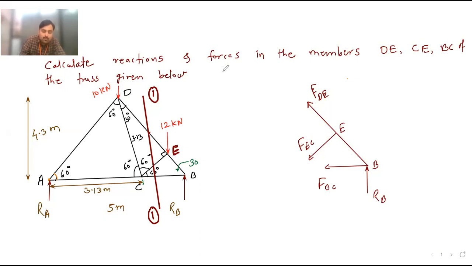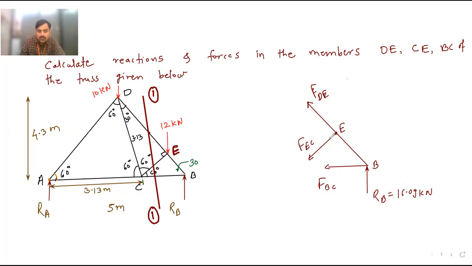If you want, you can draw it. If you don't draw it, then also it is okay. Now, if you take the moment of all the forces about this point E, then what will happen? Your DE and EC will become 0, and you will get the force in member BC, because you know the value of RB. RB is 16.09 kilonewton.